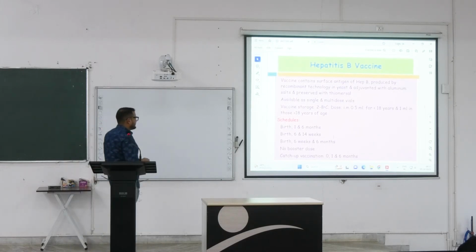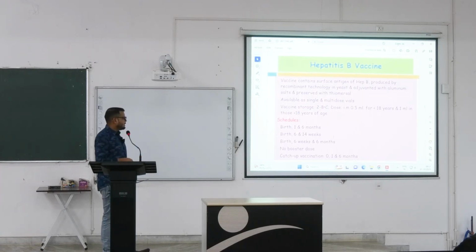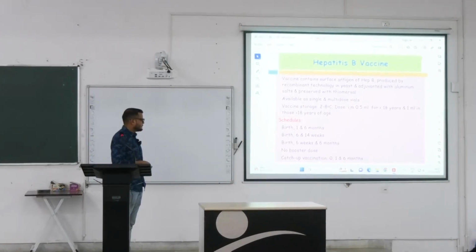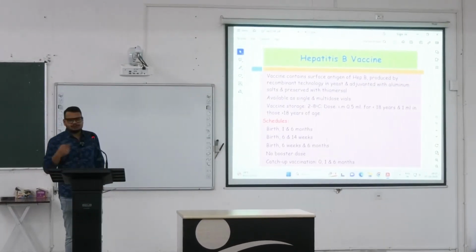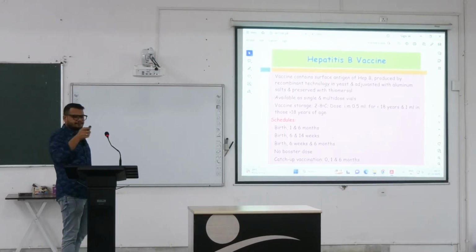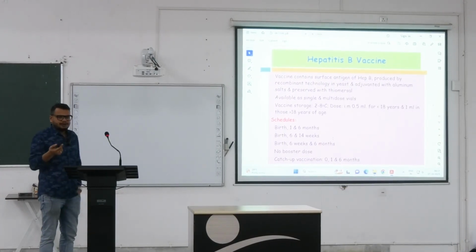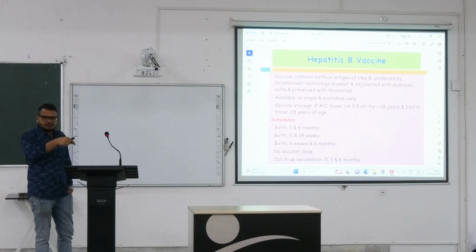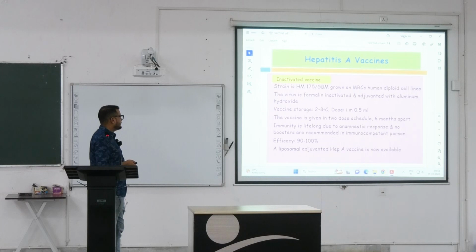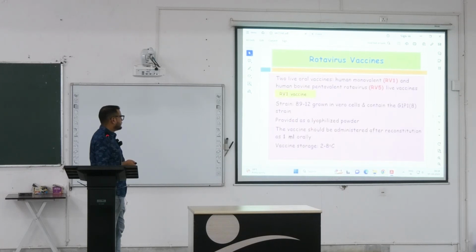Schedule is birth, 1 month and 6 months. Birth, 1 month and 6 months. No booster dose is required. That means once you give, the immunity stays lifelong. Okay, unlike polio, where you have to give repeated booster doses. Okay, varicella zoster not required, hepatitis A not required.